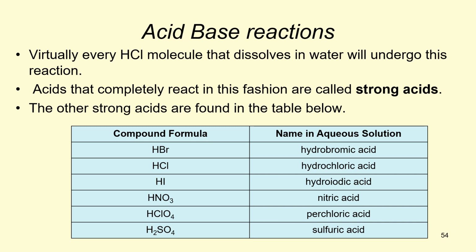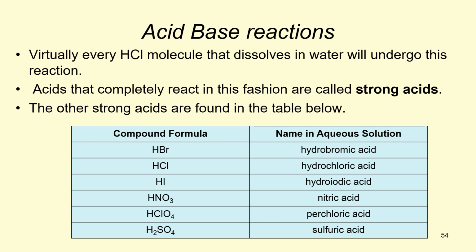Here are some common acids that you'll want to know. These are considered strong acids, and I guess I'll give you a little preview. Strong acids are those that completely dissociate, so they're parallel to soluble salts. These are acids that completely dissociate in water. So the ones you'll want to know are HBr, hydrobromic acid, HCl, hydrochloric acid, HI, hydroiodic acid, nitric acid, perchloric acid, and sulfuric acid. So these are strong acids.